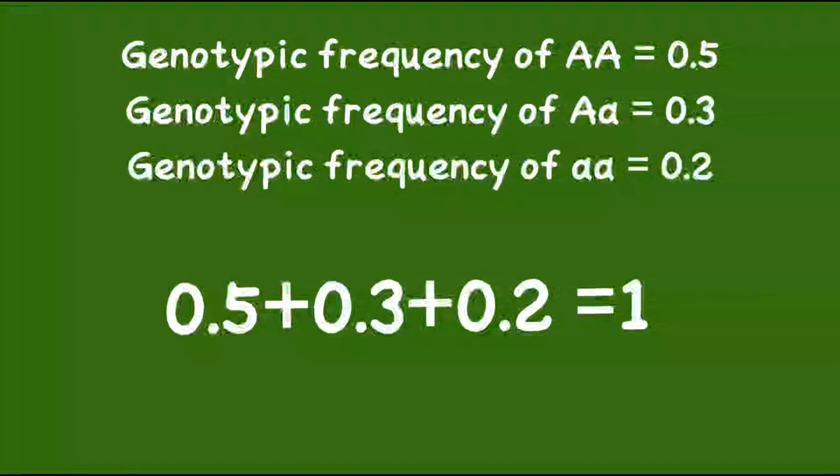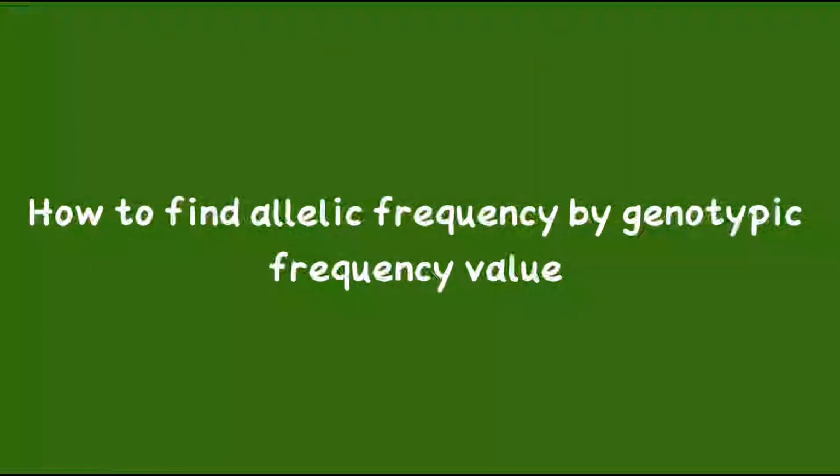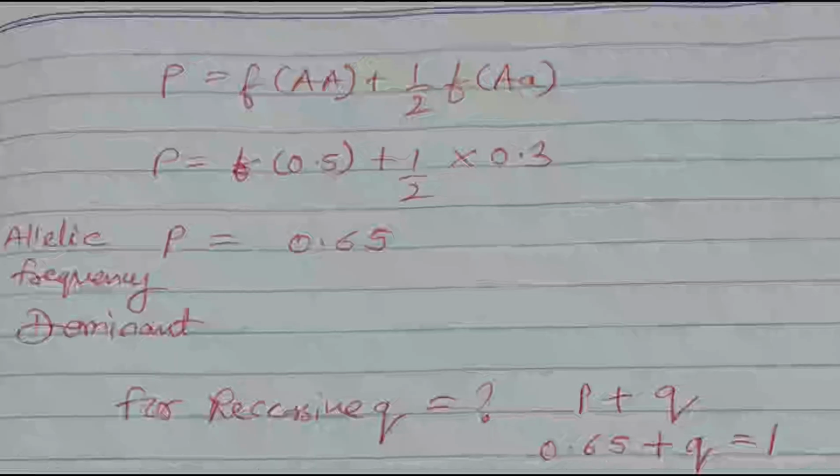So now we can also find out the allelic frequency by this genotypic frequency. After finding out the genotypic frequency, we can find out the allelic frequency. How? We have to put a formula, that is P is equal to F in bracket capital A capital A plus half of F of capital A small a, the heterozygote, like P is equal to 0.5 plus half into 0.3, that comes out to be 0.65. So this we got, an allelic frequency of the dominant one.